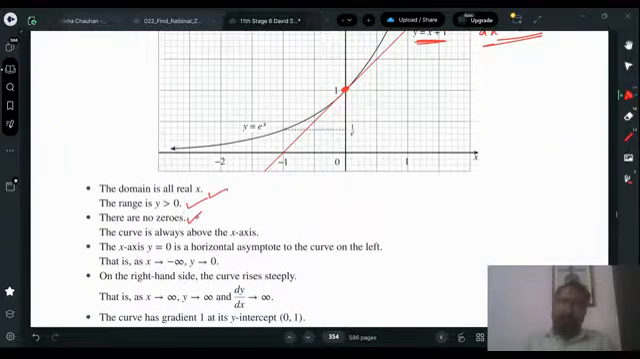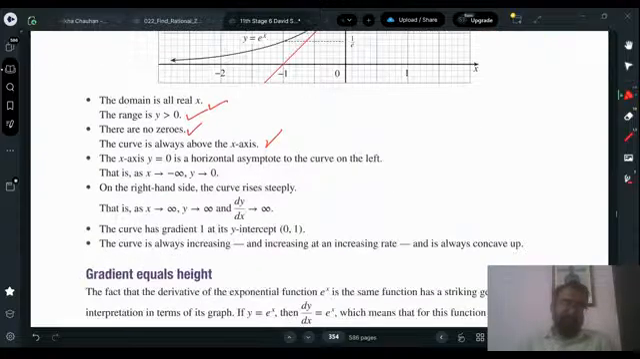There are no zeros, there are no roots. The curve is always above the x-axis, it is positive. So y equals 0, which is the x-axis, is a horizontal asymptote. As x tends to minus infinity, y tends to 0. As x tends to plus infinity, y tends to infinity. All these observations one can write. And dy by dx also tends to infinity. The curve has gradient 1 at its y-intercept (0, 1). Most important observation here: the curve is always an increasing function, increasing at an increasing rate, always concave up.